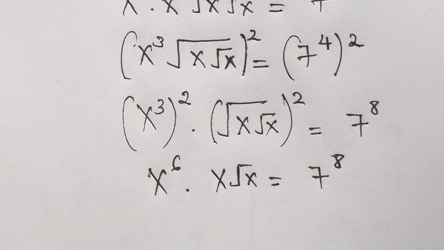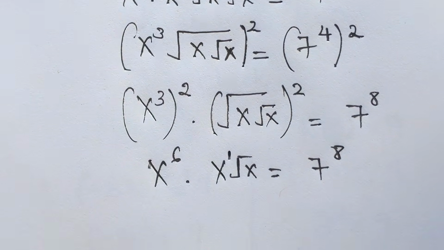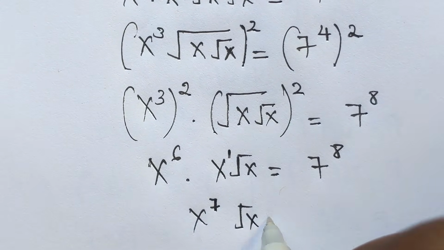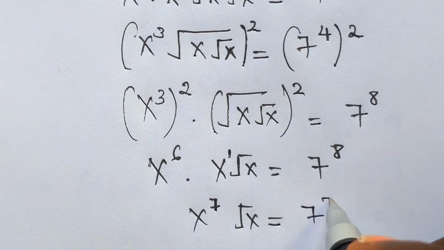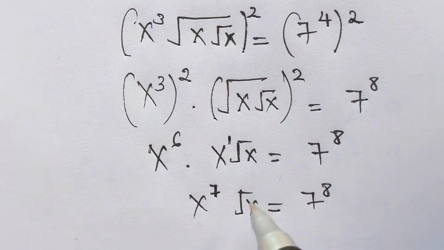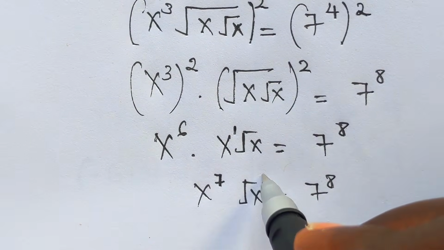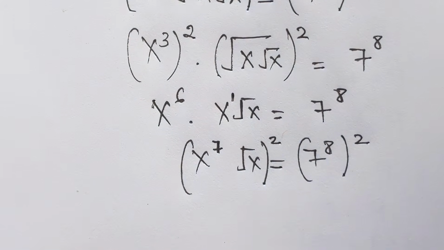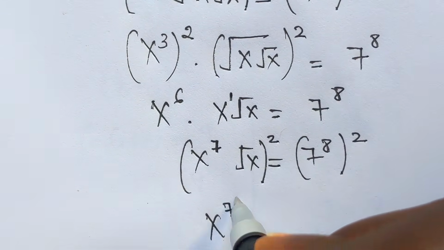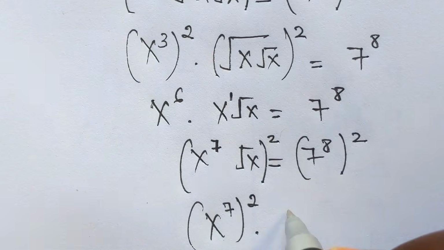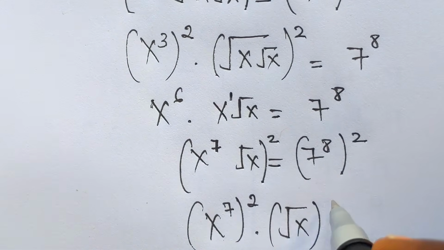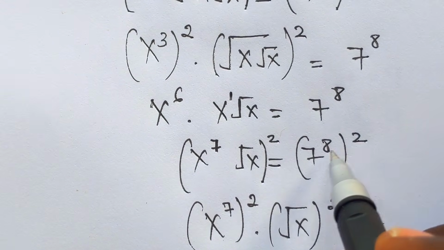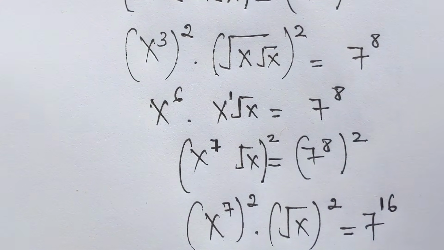Then at this stage, this one has power of 1, right, to get x power 7 times the square root of x, which equals 7 to the power of 8. And we want to remove this radical again by squaring both sides, to get x power 7 squared, then times the square root of x, then squared, which equals 7 power 8 times 2, that is 7 power 16.